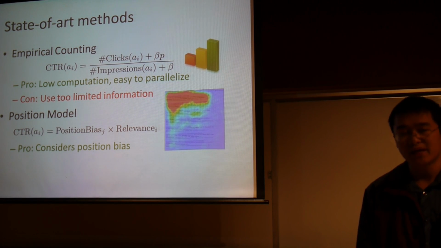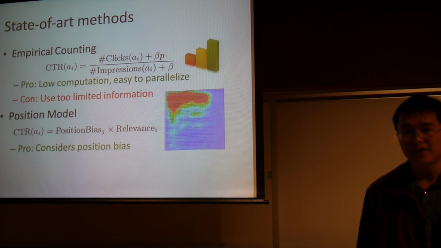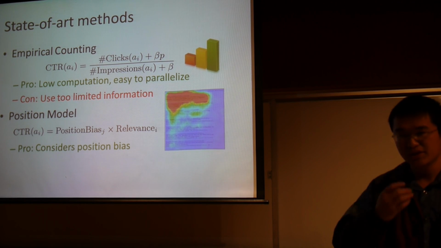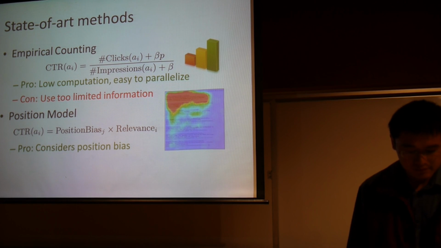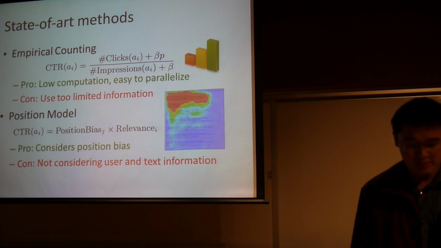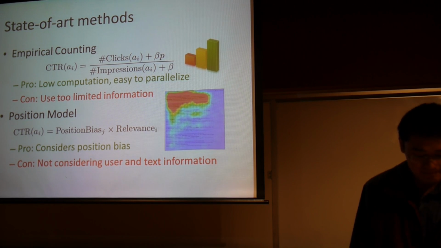The good point of this method is that since we consider the position bias, we can get a more accurate estimate of the relevance, or the true quality of the ads. Moreover, when we do the prediction, this position bias factor can provide a better discount that can distinguish the different average click-through rates at different positions. So we have a further improvement in prediction. But this model is still limited because it does not consider any information in the user profile or any text information.